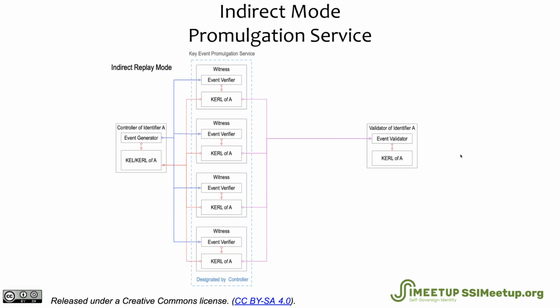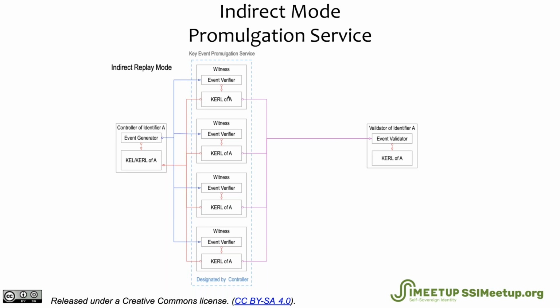But if I want to have availability so that I'm not directly talking, then that's indirect mode. And so in indirect mode, A creates an event promulgation service. The event promulgation service consists of witnesses who witness what A does. So these are controlled by A, designated by the controller. These are agents or servers that have copies of A's events, and they sign those events.